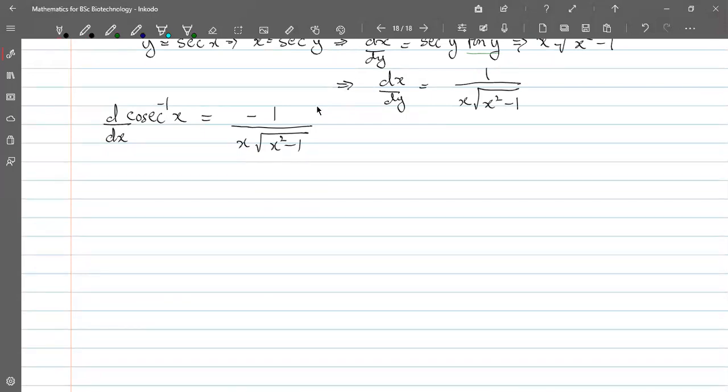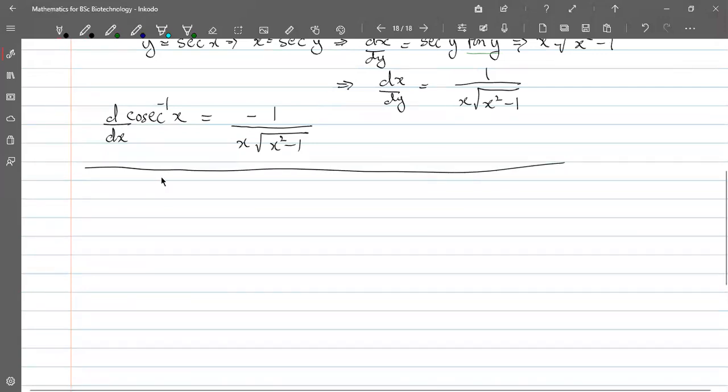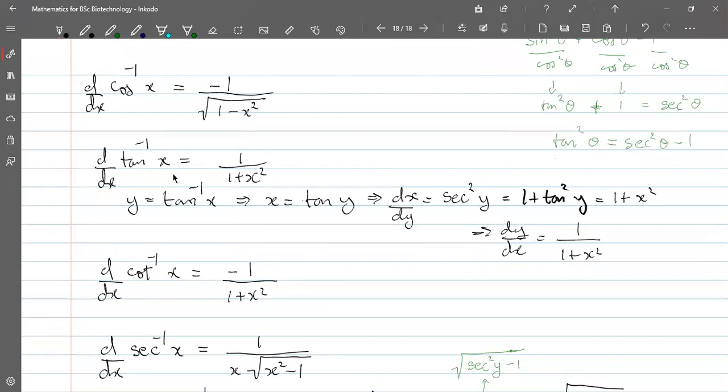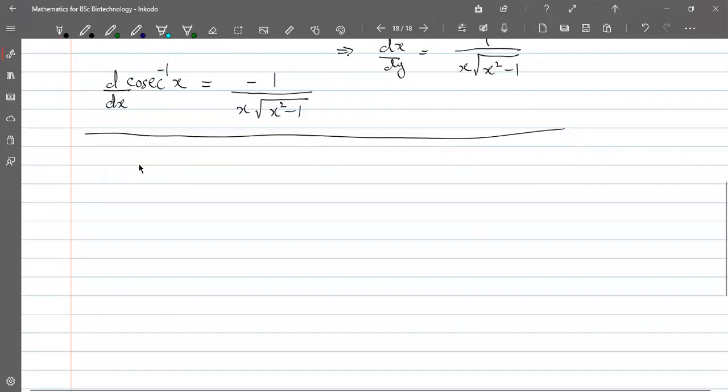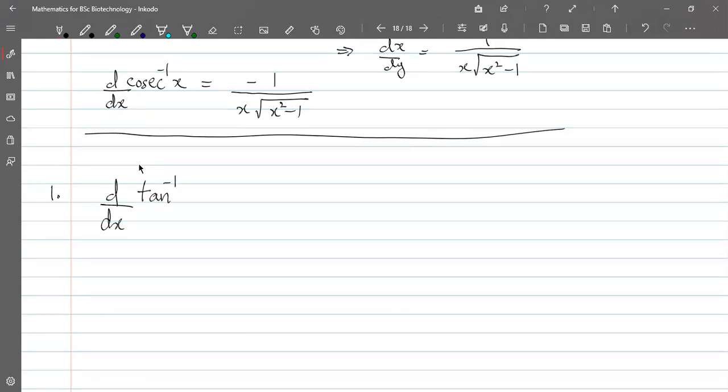So I hope these are clear. These are all the derivatives that you find by using the inverse function differentiation method. So now you can find more derivatives involving these functions also, using the previous properties that we looked at. So for example, what would be the derivative of tan inverse e power x? Okay, so we'll write these exercises and maybe do them later.